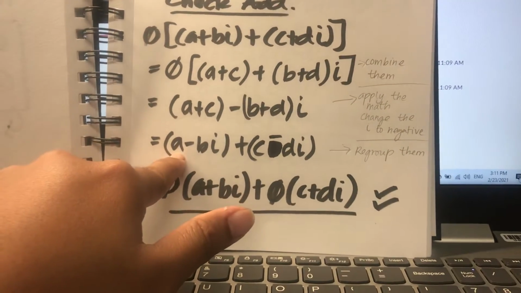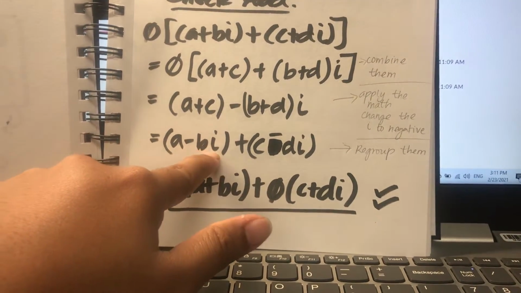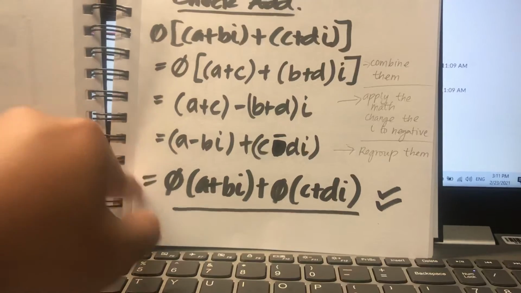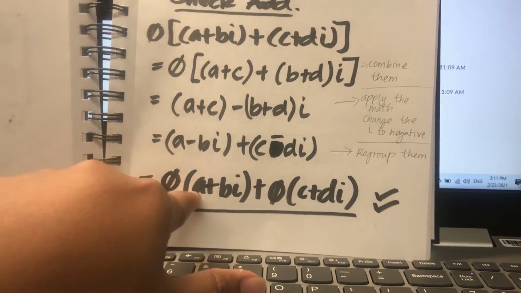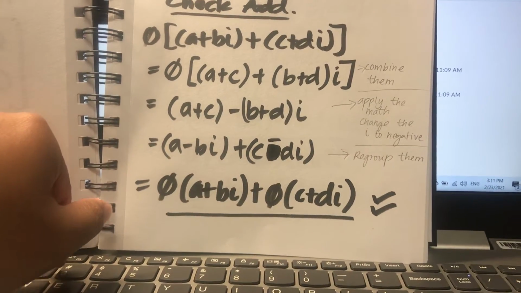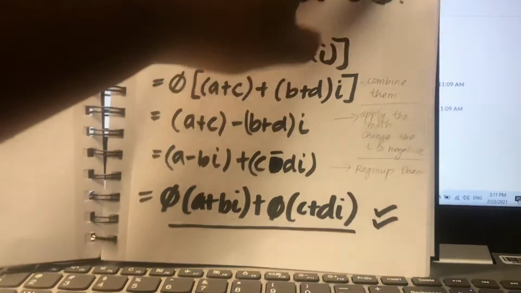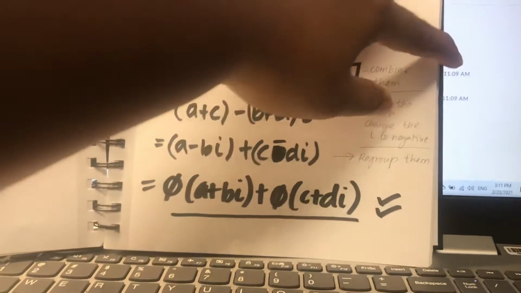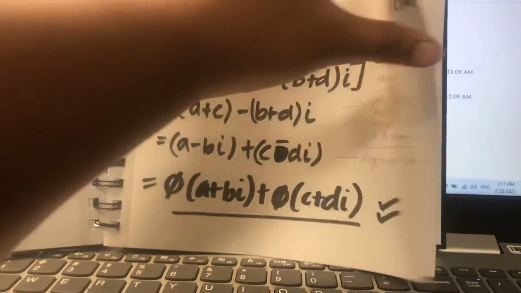Then we get a − bi + c − di, which is equal to φ(a + bi) + φ(c + di). That means it preserves addition. Now we're going to check if it preserves multiplication.